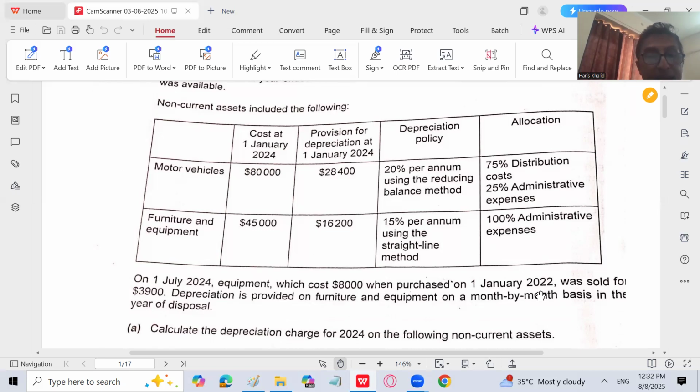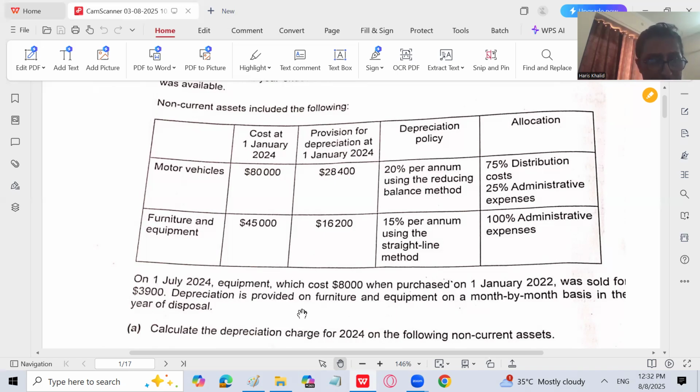So remember that we are currently at the end of 2024. It means this equipment of 8,000, purchased on 1st January 2022, has been used for the whole of 2022, the whole of 2023, and for 6 months of the current year 2024, because on 1st July it was sold for 3,900. We can find the profit or loss on sale of the asset, the total depreciation charge on the asset sold, and also the current year depreciation, which includes 6 months on this asset.